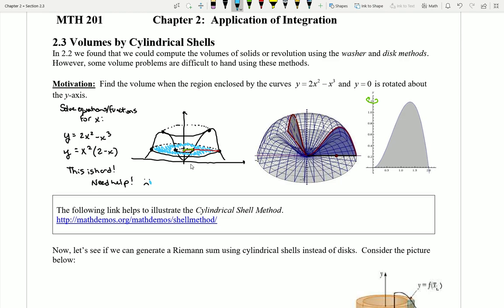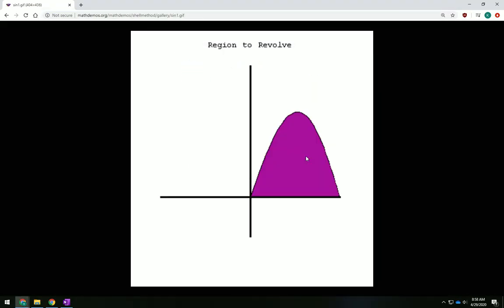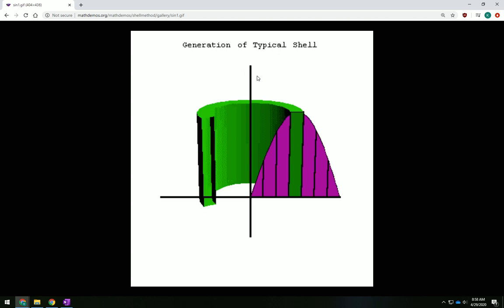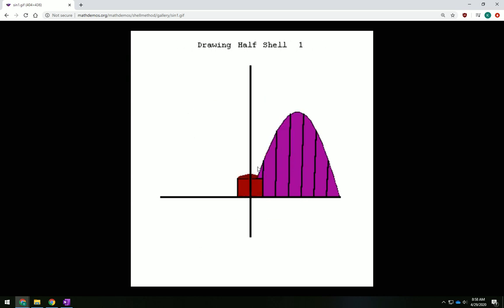So I'm going to go ahead and follow this link here really quickly. Let's see what we come up with here. So you can see I have a region that's very similar to the region that we had on the previous page. And what you'll see is that I'm first going to start by dividing up that region into smaller individual sections, little rectangles if you will. And I'm going to imagine what happens as I rotate each rectangle around that y-axis. Remember, that's what we were trying to do with the problem in the last video. And so you'll see what I create here is the shape of a cylinder, although it's not solid all the way through, it's kind of hollow in the middle.